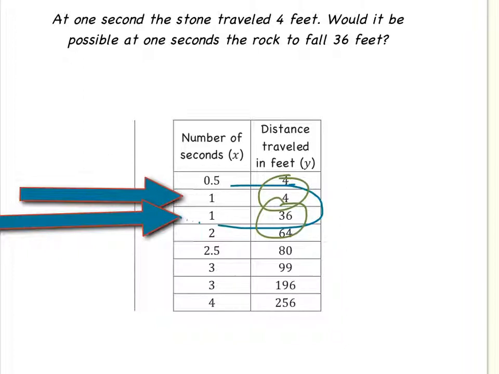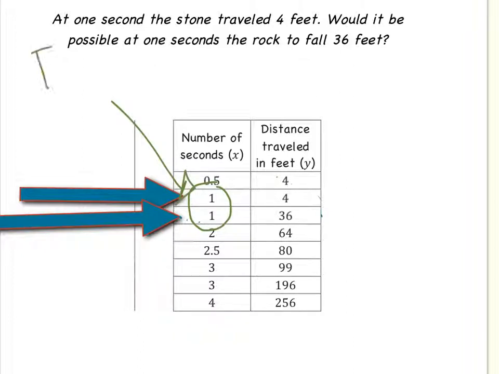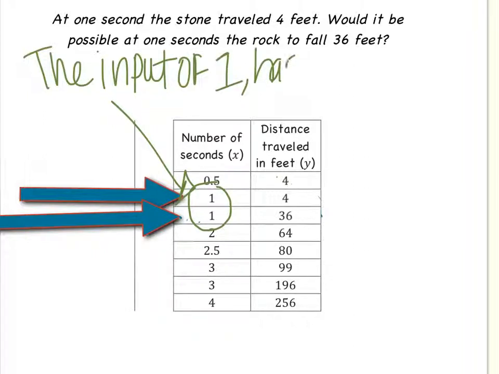So notice how 1 is repeated twice. That's why this table isn't a function. The input of 1 has two outputs. Remember, the definition says it's supposed to have exactly 1.